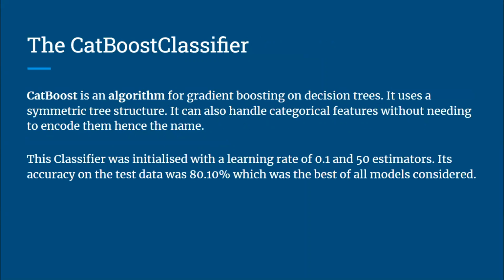And the final one was CatBoost. CatBoost is an algorithm for gradient boosted decision trees, like the one we just considered, but it uses a symmetric tree structure, and it can also handle categorical features without needing to encode them, using the CatBoost classifier. We finally initialized this with a learning rate of 0.1 and 50 estimators. Its accuracy on the test data was 80.10%, which was the best of all the models considered.